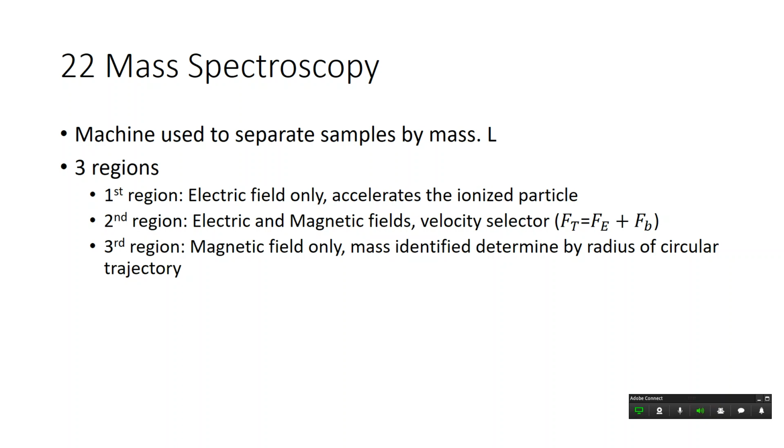The middle piece is called the velocity selector because you choose the particles based on their velocity, and you can manipulate this with the electric field and with the magnetic field. And the first region is the part that accelerates the particle. Okay. There's two things though. One is that it has to be a single atom, and two, the atom has to be charged.